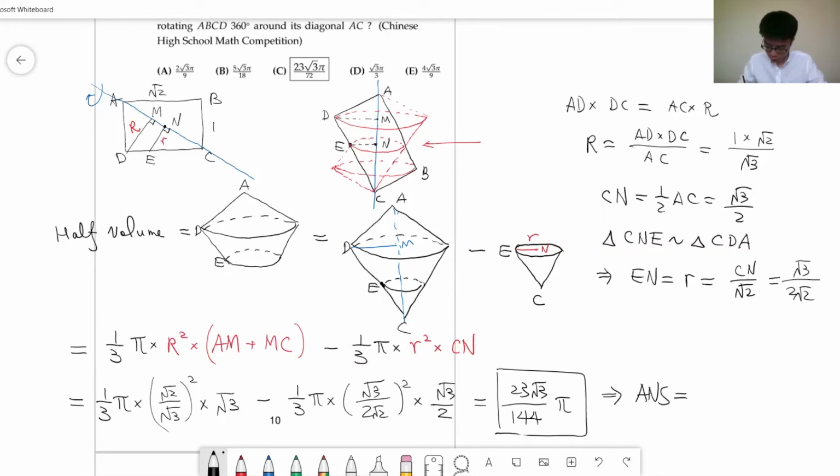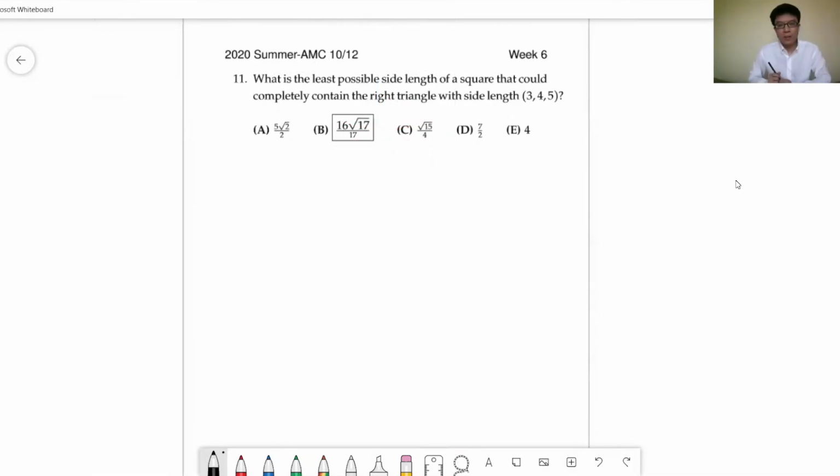Okay? And the answer is twice of this half volume, twice of this, which is 23√3 over 72π. Okay, that's the answer. Okay, let's do problem 11.